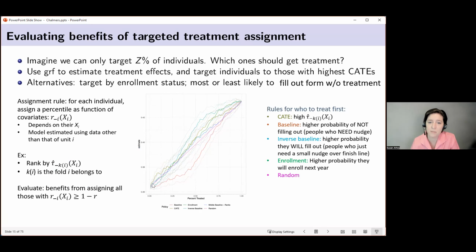And if I randomly assign people, then my expected outcome gets bigger and bigger at a constant slope as I increase the percent treated. Now in this picture, we show the alternative expected benefits if we use a bunch of different treatment assignment policies. If we target according to our estimated treatment effects, that's the CATE, that's the olive line, it actually doesn't do much better than random assignment as we start treating people. And only later does it come up above random assignment.